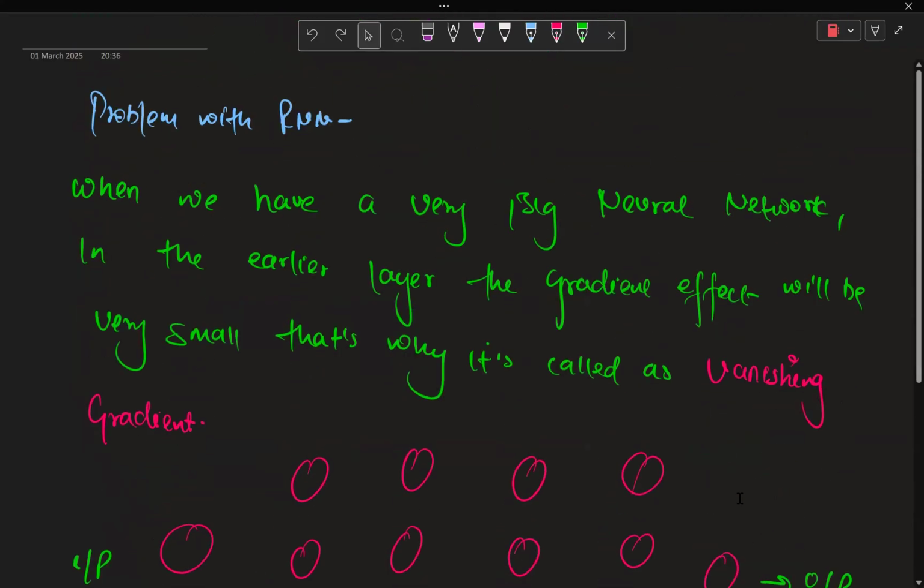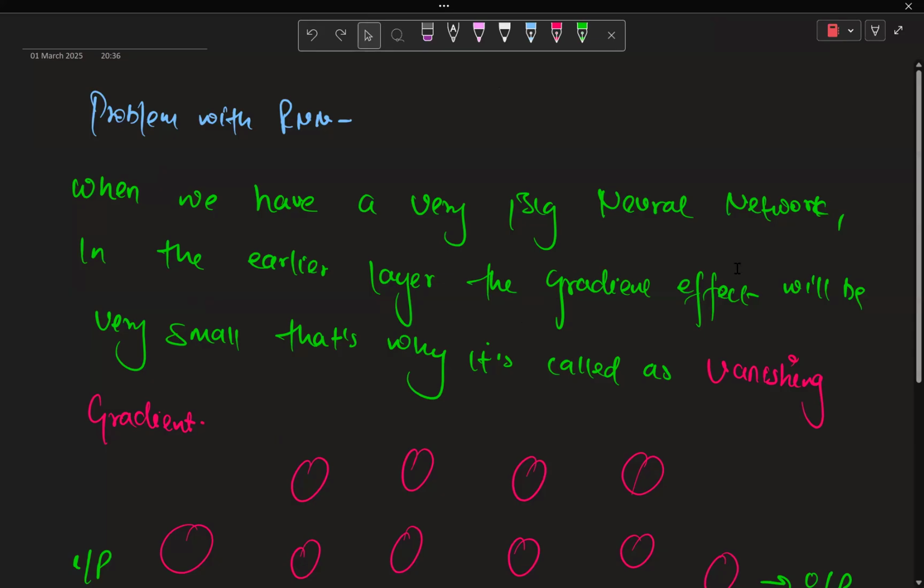So in short, your RNN faces a problem. The problem is called vanishing gradient. When you have a very big network, then the contribution of the very recent layer will be somewhat higher than the contribution of the earlier layer. Why? Because the memory unit is very small. It cannot retain all the previous information that it has taken. Got everyone? What is the problem with the RNN?